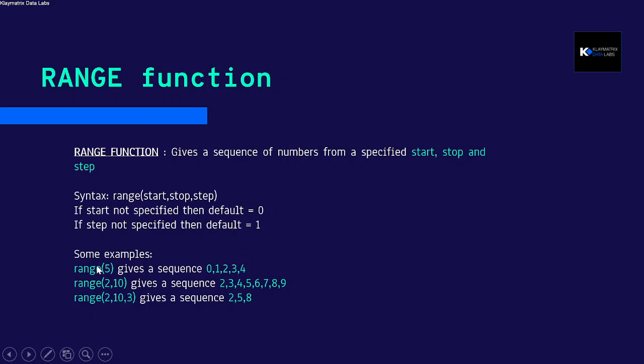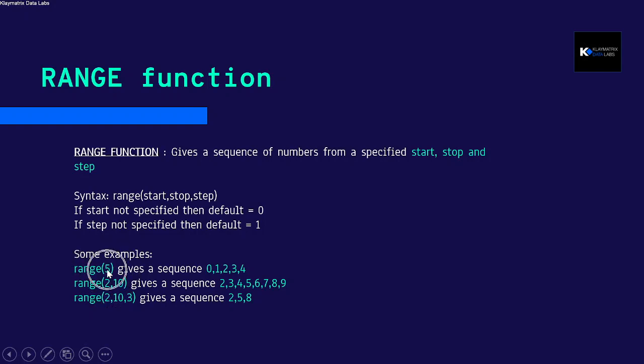Let's try to understand this with an example. If I say range 5, it gives me a sequence from 0 because I have not specified the start. This 5 means this is the stop. So starting from the start position, default 0, and with the default step of 1, because again I have not specified a step, it goes all the way up till 4. Please note that it does not include, it excludes the stop value.